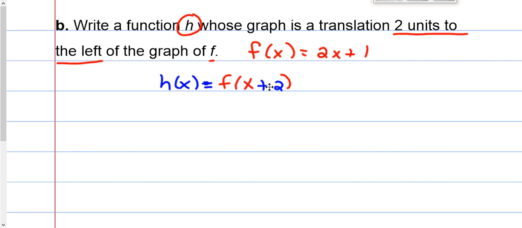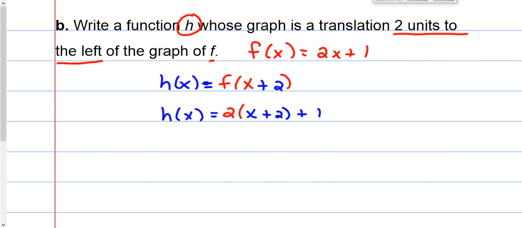But this plus 2 is telling me a left movement, so I'm taking this function right here, and instead of f of x, I now have f of x plus 2. All that means is that I'm going to replace every x with my new value of x plus 2. So I have h of x equals, now instead of f of x, I'm using this function, which is 2, and now there's an x right there. Well, instead of that x, I have x plus 2. And then the rest of the function says plus 1.